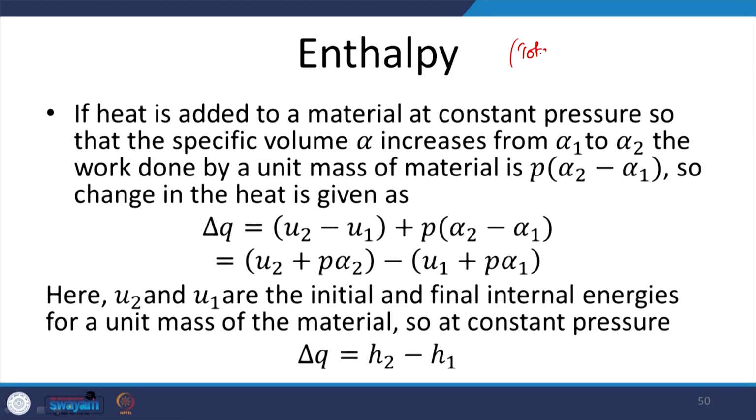Once that is done, we talk about what is called enthalpy. Enthalpy is generally given in our earlier classes as the total heat content of a system, or let us say a gas. So, fundamentally what is enthalpy? If heat is added to a material at a constant pressure, so that the specific volume alpha increases from alpha 1 to alpha 2, the work done by a unit mass of material is then P times (alpha 2 minus alpha 1).